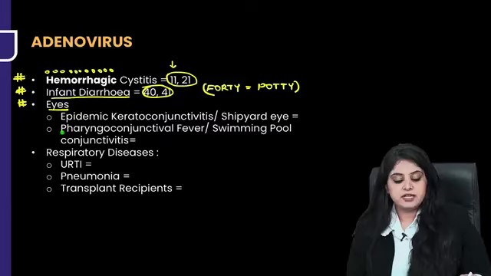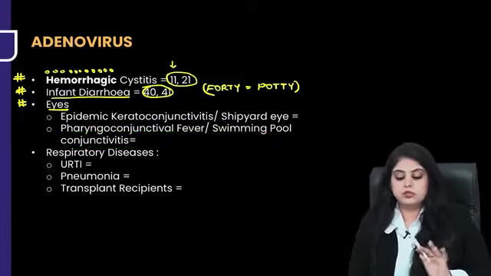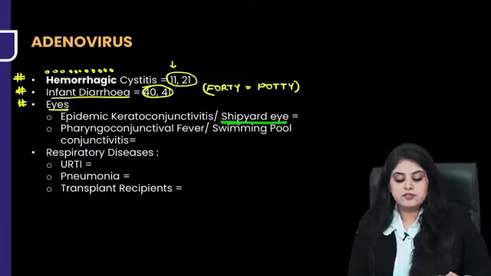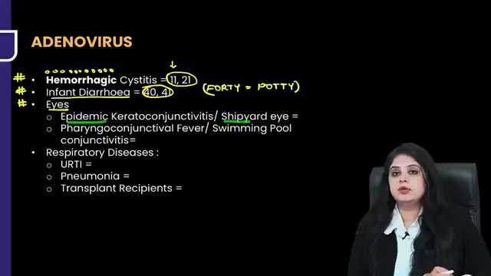And then there is pharyngoconjunctival fever or swimming pool conjunctivitis. So what are the two things? There is a shipyard eye, which is known as epidemic keratoconjunctivitis. So in the ship, an epidemic has happened, okay? An epidemic in the ship.